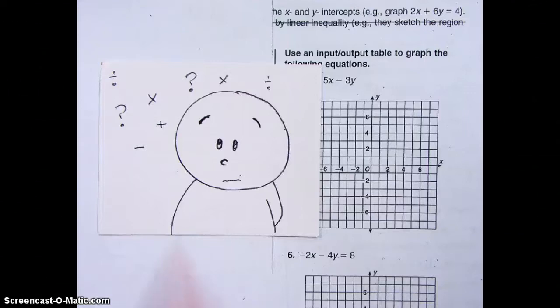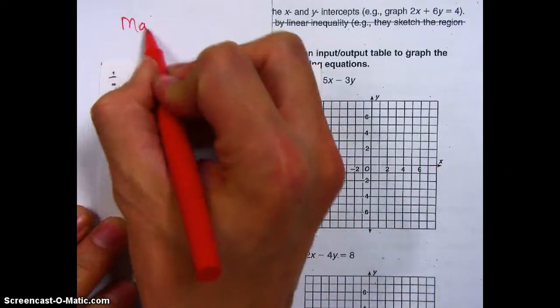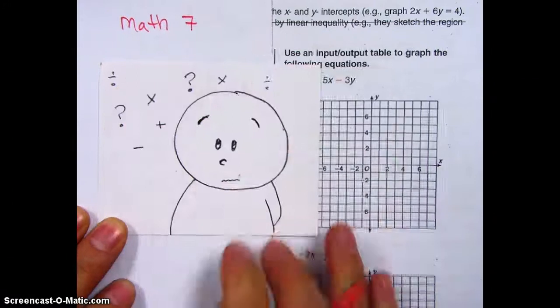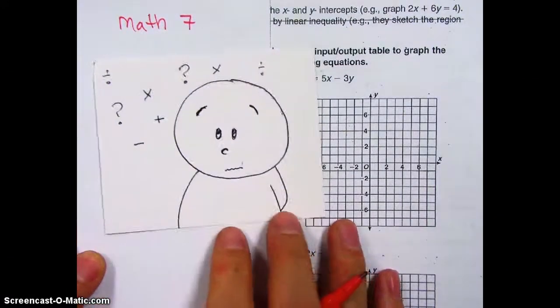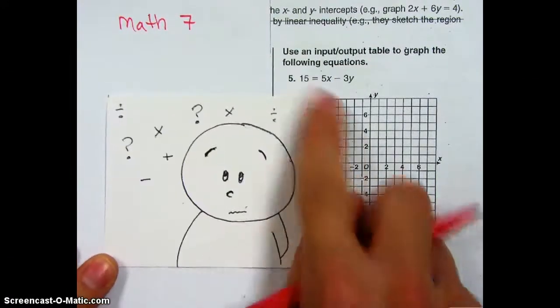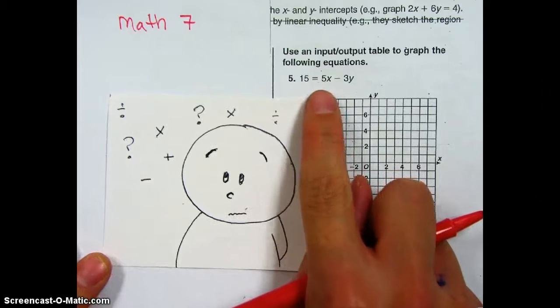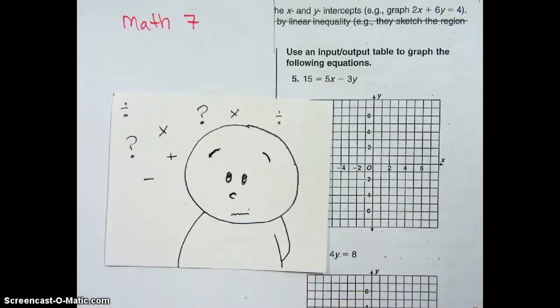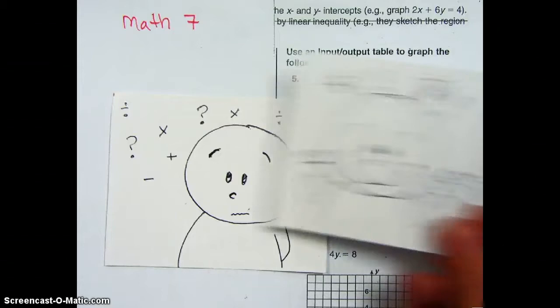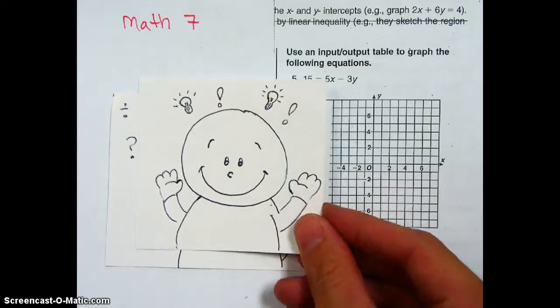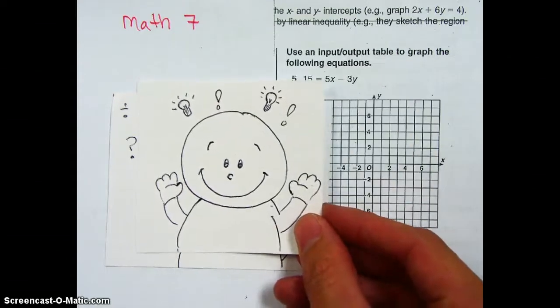All right, ladies and gentlemen, if you are in my Math 7 course, you may be struggling right now with solving questions like this one in your homework: 15 equals 5x minus 3y. So I have a quick little video. If you feel like this guy right here when you see these questions, hopefully by the end of the video you're going to feel a little bit more like that guy, happy to know and understand the information.